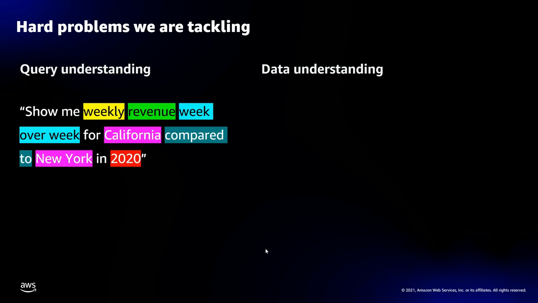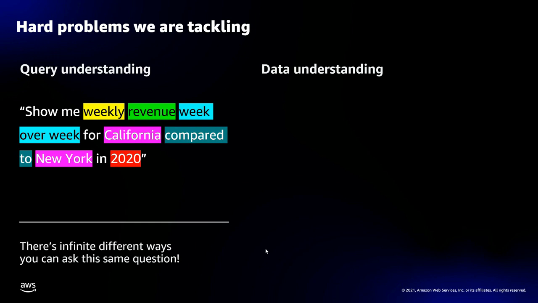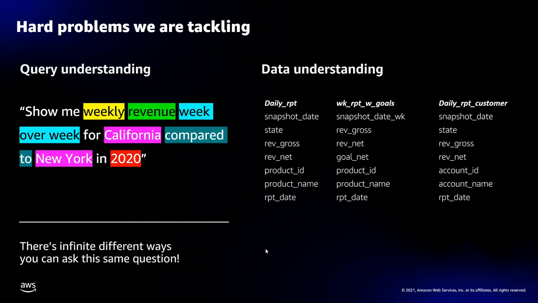The business user is asking for compared, so they're looking to look at these trends next to each other, and it's got to be filtered for 2020. There's a lot going into parsing that question and understanding the intent. And add to the fact, there's a number of different ways to ask the same question. That's the power of what's going on behind the scenes from the query understanding.